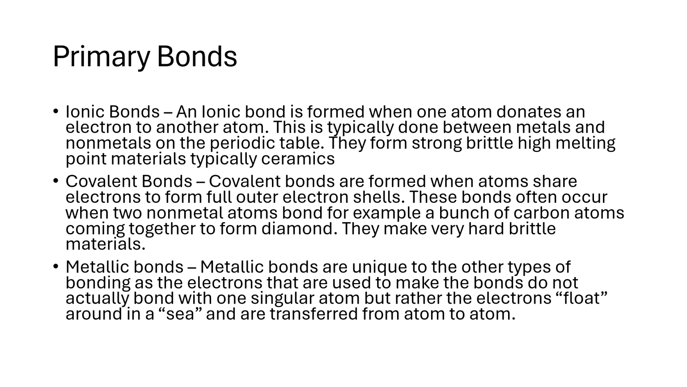Covalent bonds. A covalent bond is formed when atoms share electrons to form full outer electron shells. These bonds often occur when two nonmetal atoms bond, such as a bunch of carbon atoms coming together to form diamond. They make very hard, brittle materials. Metallic bonds. Metallic bonds are unique to other types of bonding, as the electrons that are used to make the bonds do not actually bond with one singular atom, but rather the electrons float around in a sea and are transferred from atom to atom.